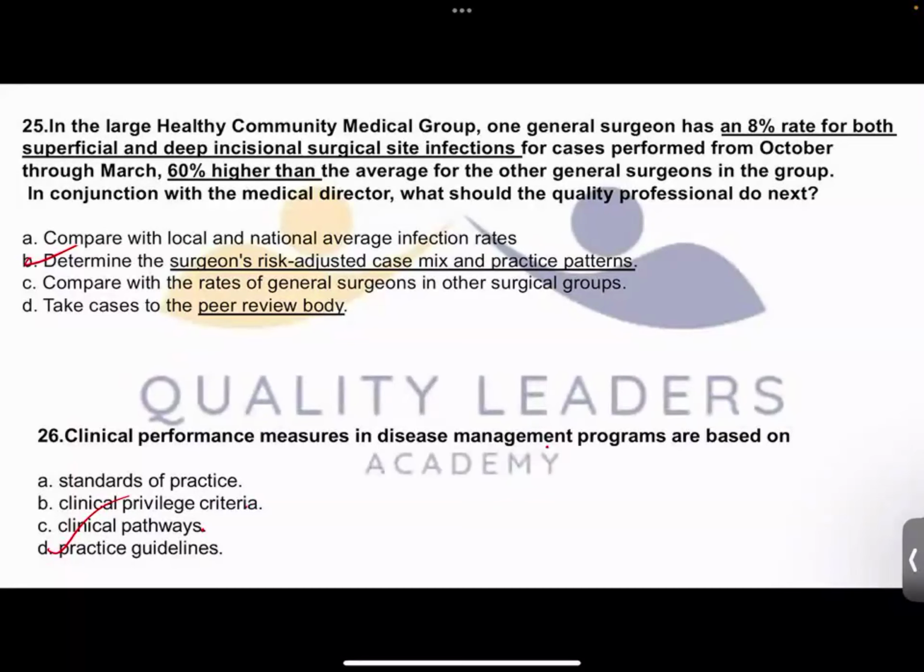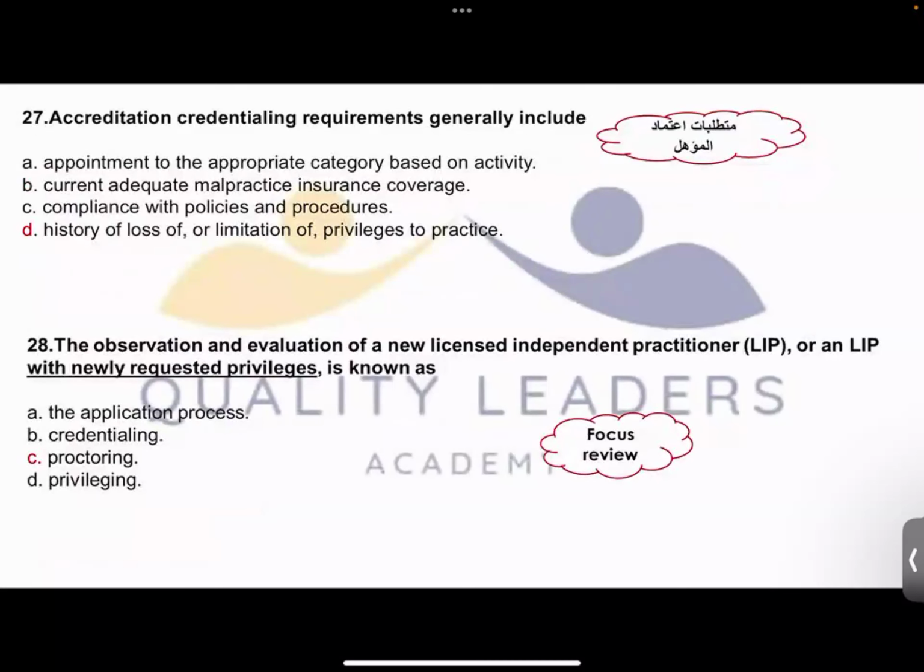Okay, number 27. Accreditation credentialing requirements generally include: letter A, appointment to the appropriate category based on activity. B, current adequate malpractice insurance coverage. C, compliance with policies and procedures. And letter D, history of loss of or limitation of privileges to practice. So meaning there are three which are true or correct and one is false.